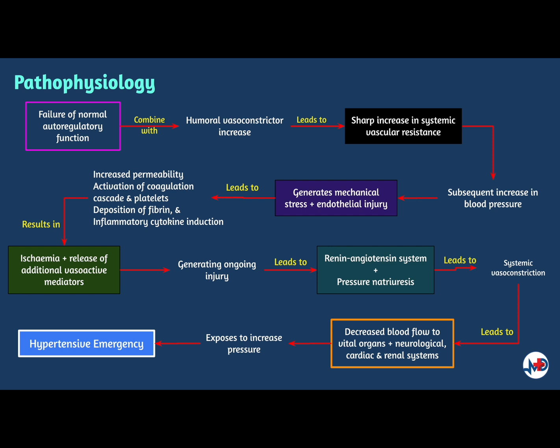When this happens, it eventually leads to increased blood pressure, which generates mechanical stress and endothelial injury, and this further propagates inflammation within the vessels, which then results in ischemia and release of additional vasoactive mediators. Now, these vasoactive mediators generate ongoing injury, which then triggers the renin-angiotensin system, which leads to systemic vasoconstriction and decreased blood flow to the vital organs, which then exposes one to increase in pressure and develops hypertensive emergency.